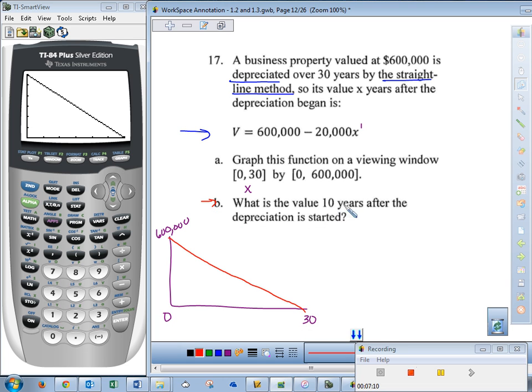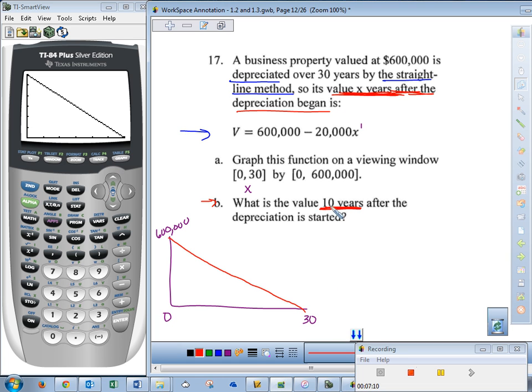What is the value 10 years after the depreciation is started? You have to figure out what 10 years means. Would 10 go in for an x value, or would 10 go in for a v value? Read your information back again. The toughest part about MyMathLab, you've got to read instructions. What stands for years, x or y? X.